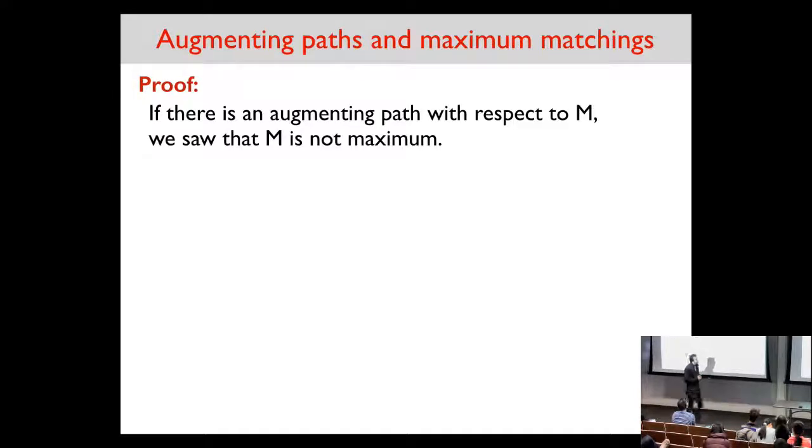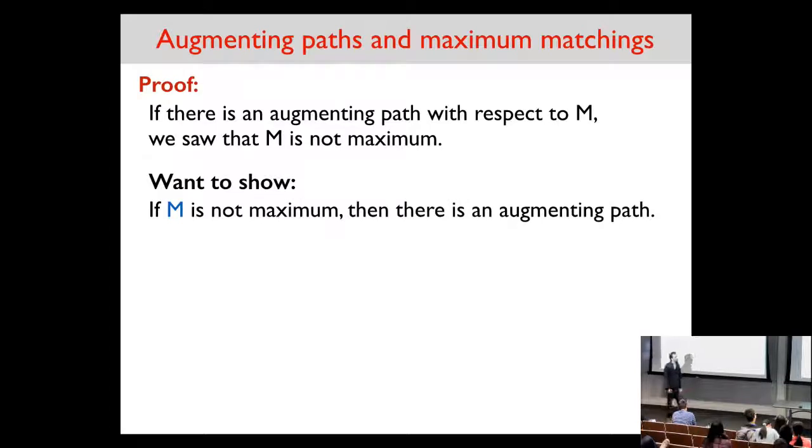Okay, so let's prove this then. Seems very useful. We've already seen that one direction is pretty trivial. If there is an augmenting path with respect to M, we saw that M is not maximum because we can make it bigger. So that's the trivial part.